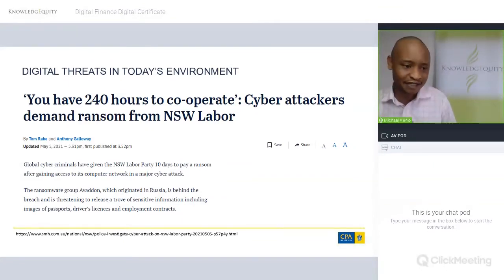Now, in this case, cyber criminals were able to access its network and steal sensitive information. This information included driver's licenses, images of passports, as well as employment contracts. Now, the interesting thing here is the cyber criminals are demanding a ransom. And the threat is that if the ransom is not paid, then the information will be released to the public. Now, this is just an example of one of those high-profile cyber attacks here in Australia.